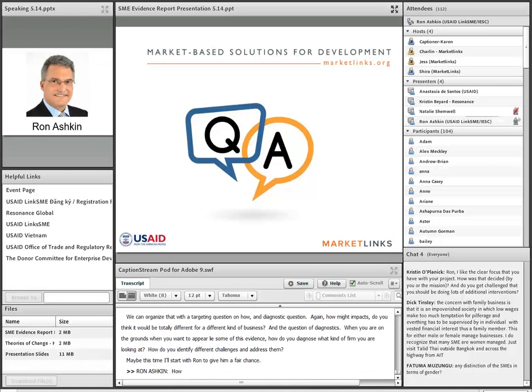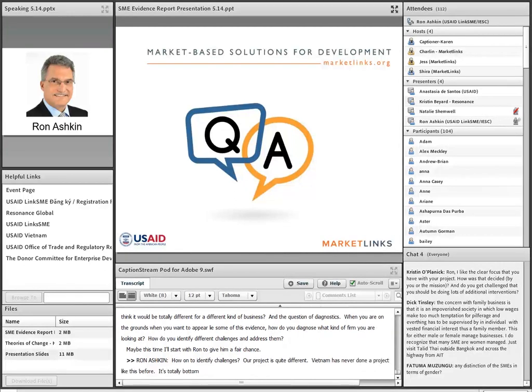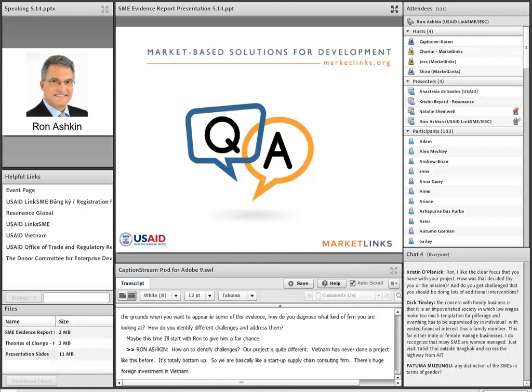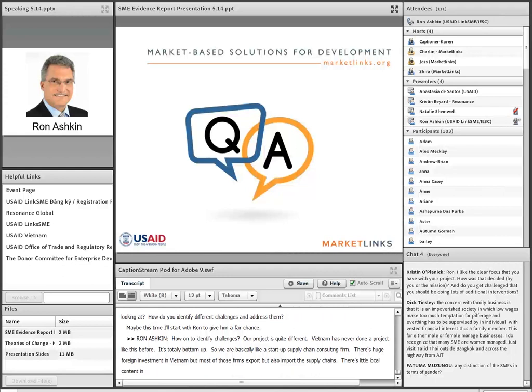Our project's quite different. USAID Vietnam has never done a project like this before. It's totally bottom-up driven. So we're basically like a startup supply chain consulting firm. The issue we're dealing with is that there's huge foreign direct investment in Vietnam, but most of the foreign firms export, and they also import their supply chain. So there's very little local content in Vietnam compared to regional economies, and especially compared to China.